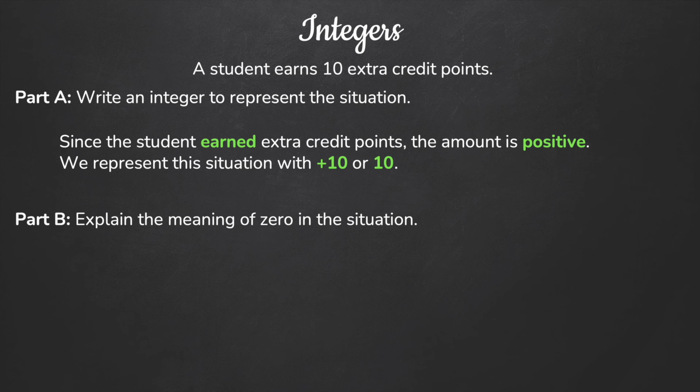And we could write positive 10 two different ways. We could put a plus sign before it to represent that it's positive, or we could just write 10 by itself and we automatically know that that is a positive 10.